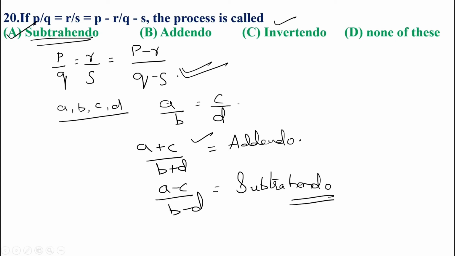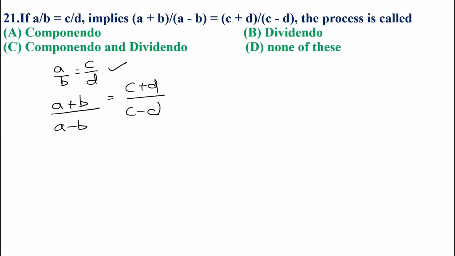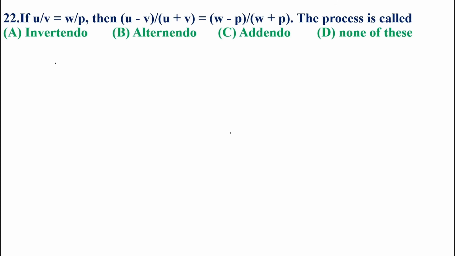So in the same way, P minus R by Q minus S, the difference of numerator and denominator, is called subtrahendo. A by B is equal to C by D, meaning they are in proportion, implies A plus B by A minus B is equal to C plus D by C minus D. What is this process? Componendo and dividendo. What is the property?